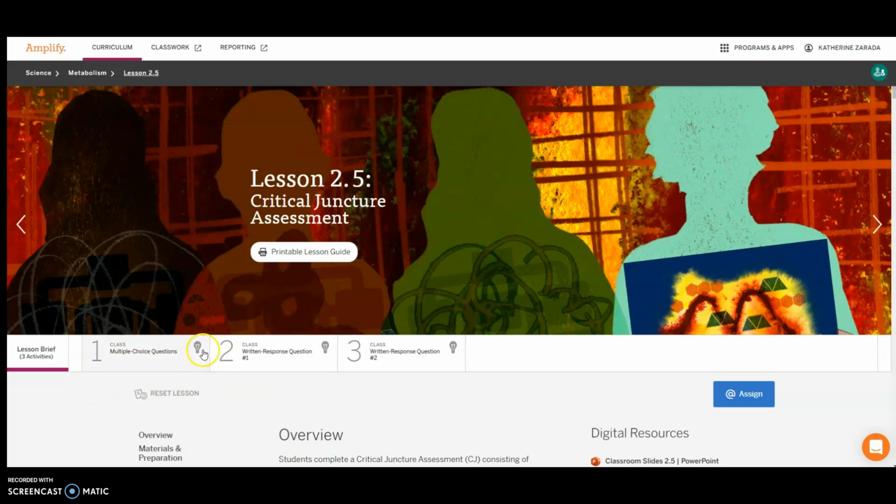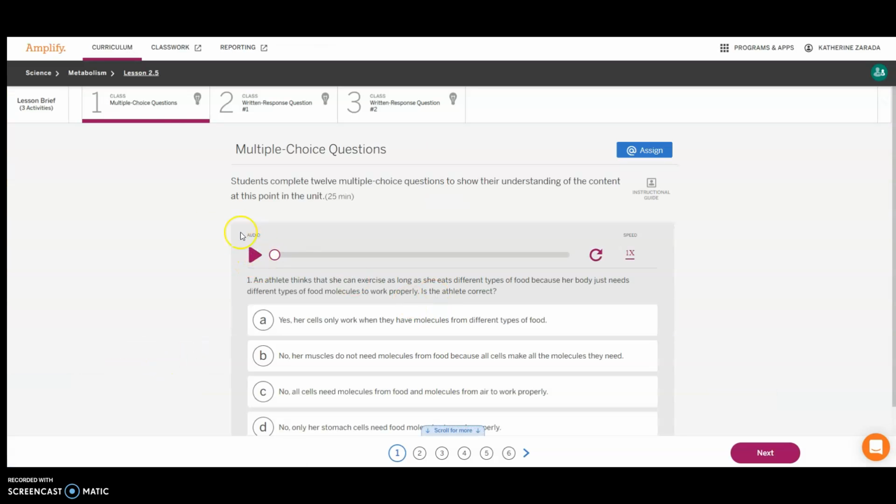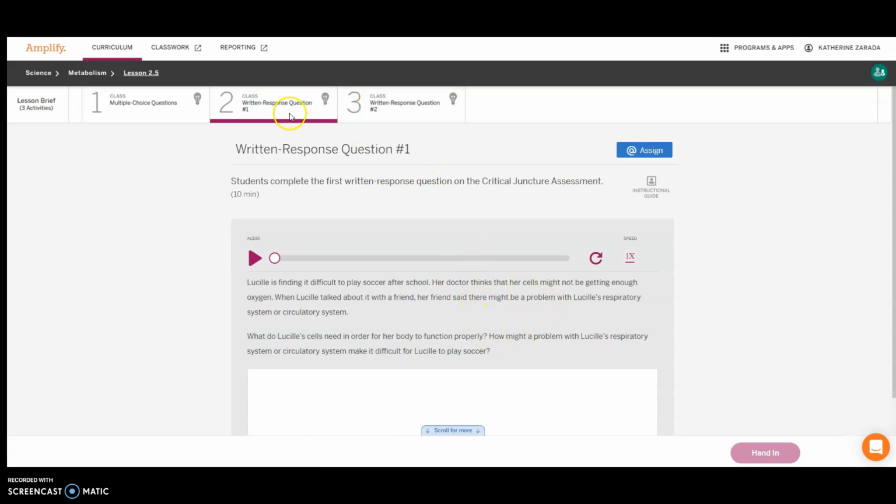So you're going to want to make sure you do the multiple choice questions here. Remember, as you go into the multiple choice, you're going to have the audio and you're going to click through these and go on to the next questions. Also, please make sure that you do the written response. They are required for this lesson, so please make sure that you do complete those.